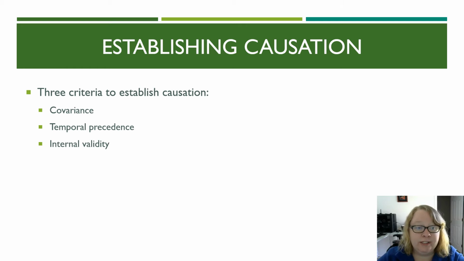All right, there are 3 criteria to establish causation. We've seen these before in previous chapters: covariance, temporal precedence, and internal validity. Those are 3 things that you need to have in order to make a causal claim. If you don't have even one of these, like say you don't have temporal precedence, you cannot make a causal claim. Your whole study is invalid, right? And you've just wasted whatever your study was.